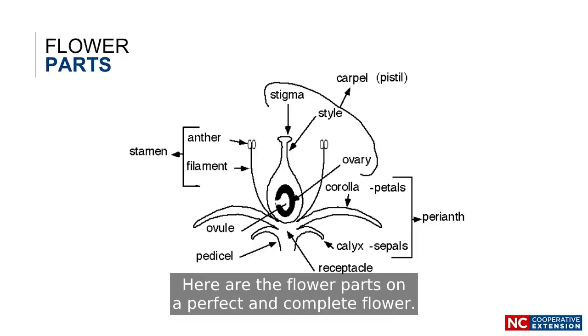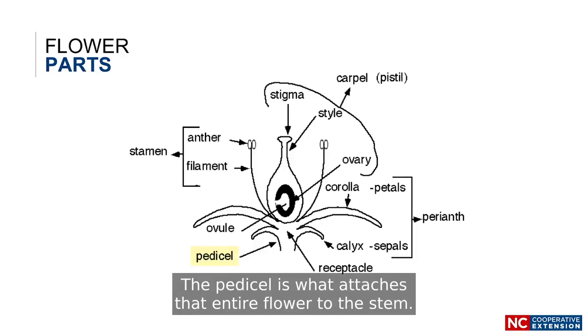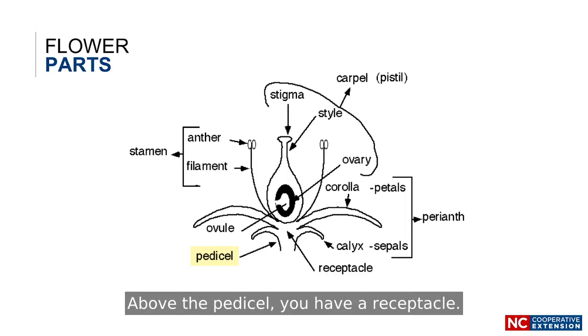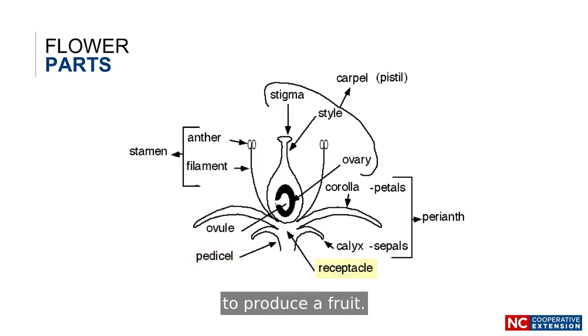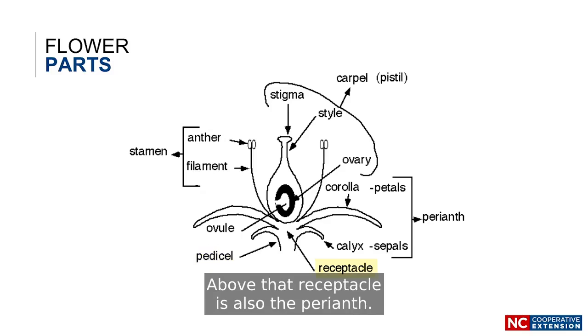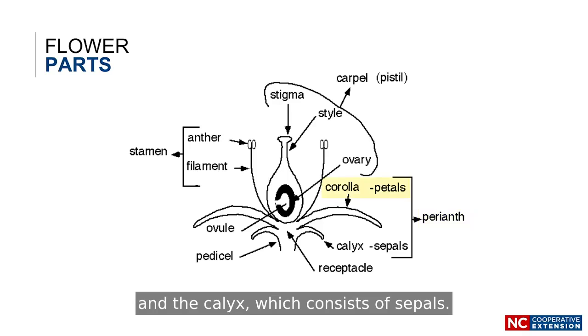Here are the flower parts on a perfect and complete flower. You have the pedicel. The pedicel is what attaches that entire flower to the stem. Above the pedicel, you have a receptacle. The receptacle will ultimately grow around the ovary to produce a fruit. Above that receptacle is also the perianth. The perianth consists of the corolla, which are the petals, and the calyx, which consists of sepals.